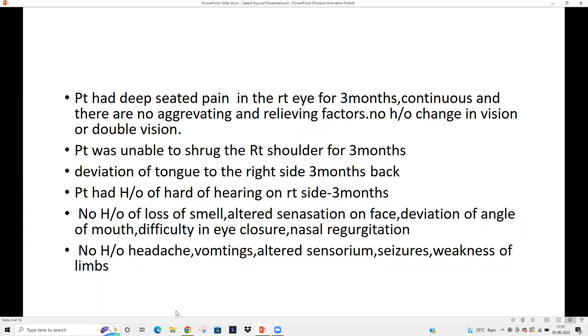There is no history of loss of smell and altered sensation on the face, a deviation of angle of mouth, difficulty in eye closure, and nasal regurgitation. There is no history of headache, vomitings, altered sensorium, seizures, or weakness of neck.